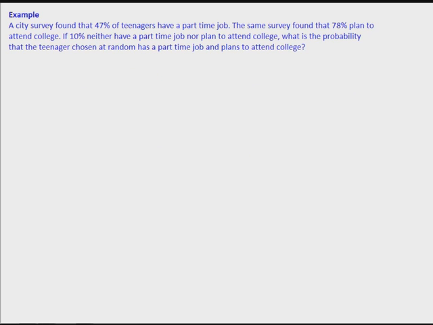Moving on. A city survey found that 47% of teenagers have a part-time job. The same survey found that 78% plan to attend college. So, number part-time is 47. Number college is 78. The total number being 100 because these are percents. If 10% neither have a part-time job nor plan to attend college. Okay, so we need to decode this phrase. Neither have a part-time job nor plan to attend college.